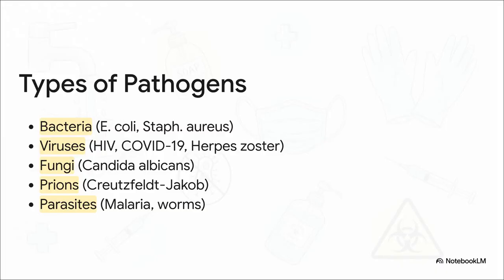And these are the main culprits, kind of like the most wanted list. You've got your common bacteria and viruses, which we hear about all the time, but don't forget about fungi, those weird things called prions, and of course, parasites. Knowing the different types is huge because they all play by different rules.